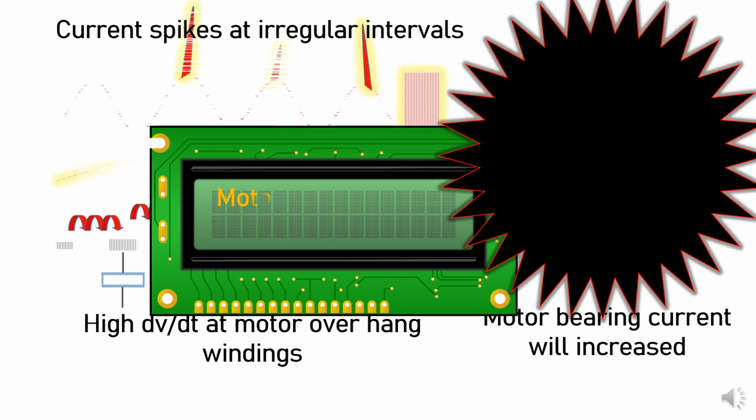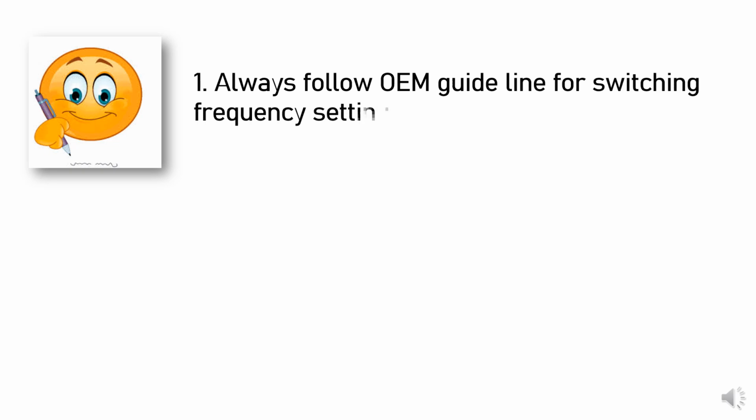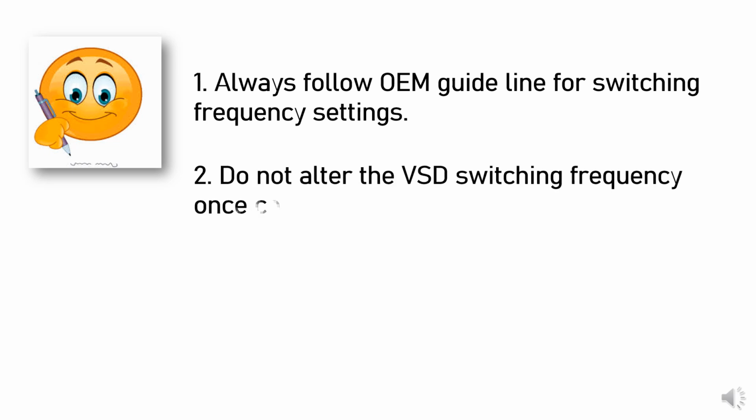In such events, what should the user do? What are the learnings from this small session? Always follow the OEM guideline for the switching frequency settings. Don't try to alter the VSD switching frequency once commissioned. If you alter this setting, you will be trapped in another problem, which we call bearing failure and overcurrent trip, and torque pulsation type of problem with the lower settings.